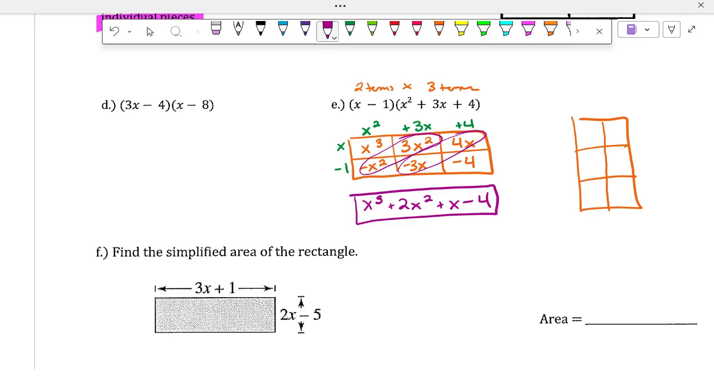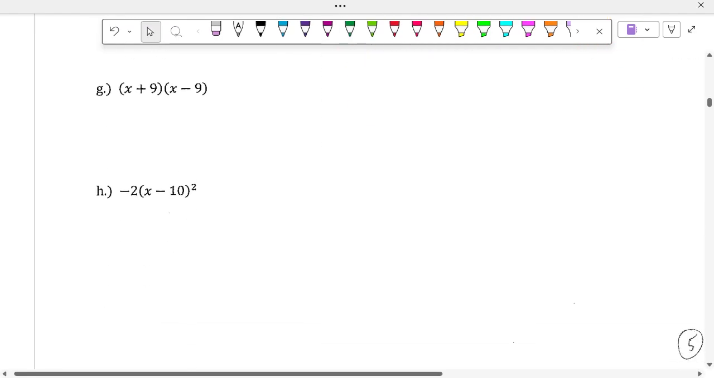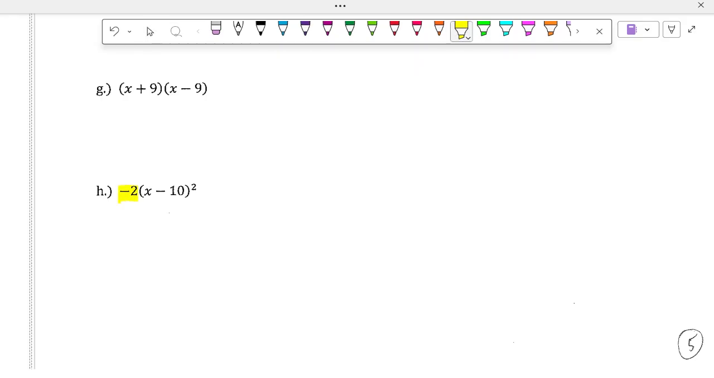Now, one last thing I want to mention, and then we're done. Look at letter H. So two things going on here. First off, we have what we call a scalar in front, which is a monomial that we're going to be multiplying in. And we also got that squared. So first off, you would expand this to look like this.